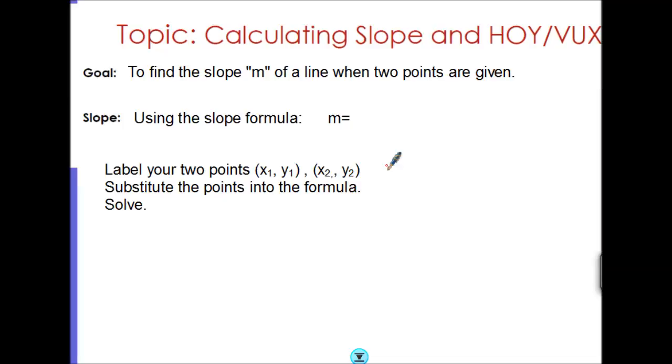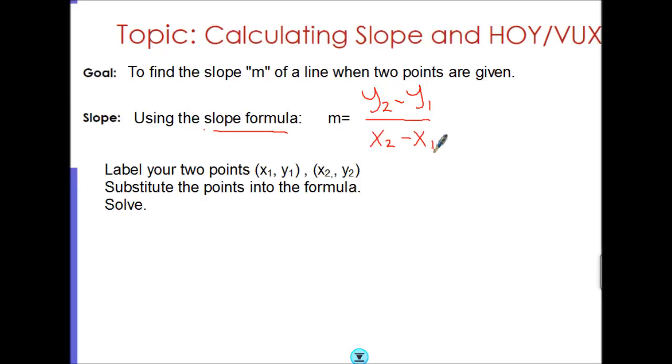Learn to find the slope in an algebraic way. Last class, we've been finding the slope by relying on a graph. Today, we will find the slope with a formula. The slope formula is y2 minus y1 over x2 minus x1.